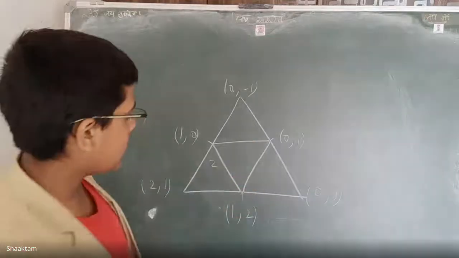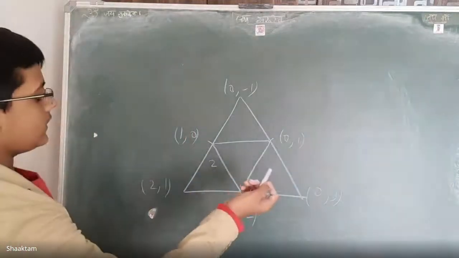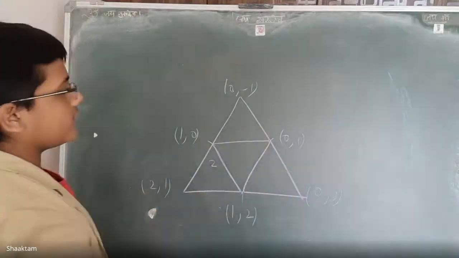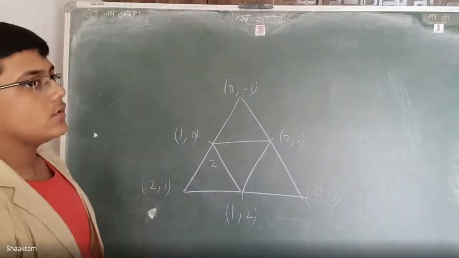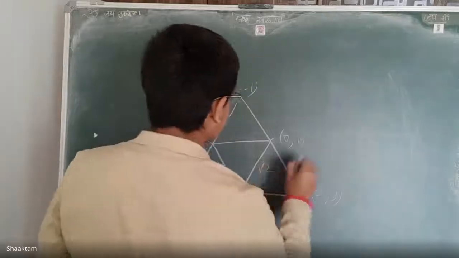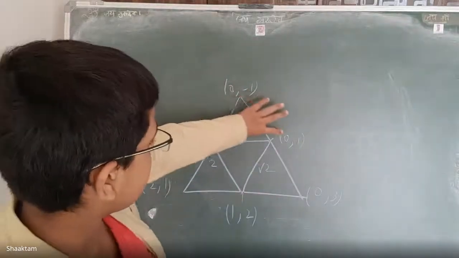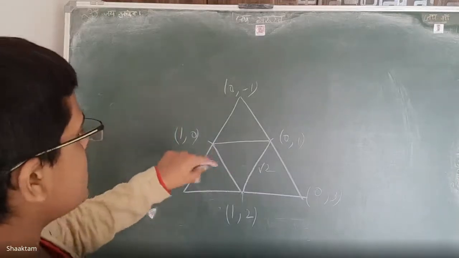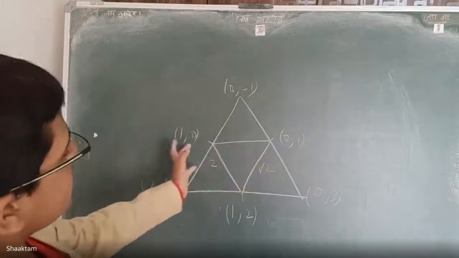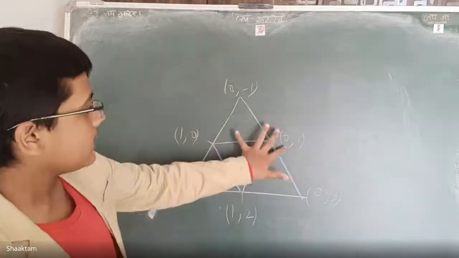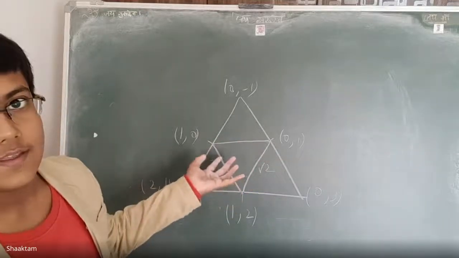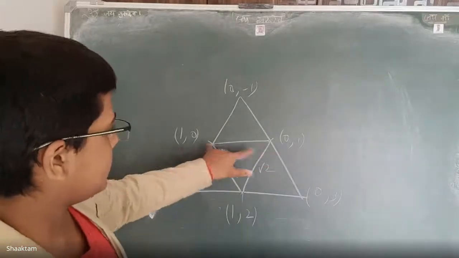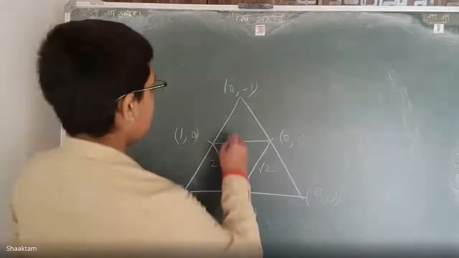Now (1, 2) and (0, 1). (0 minus 1) whole square will be 1, and (1 minus 2) whole square will also be 1. So 1 plus 1 under the root, so root 2 will be the second side. Third side: (0 minus 1) whole square is 1, and again (1 minus 0) whole square is 1. It doesn't matter in which order we take the values. Even if it's negative, we are eventually squaring it. So 1 plus 1 under the root.